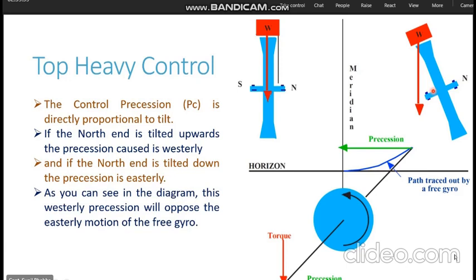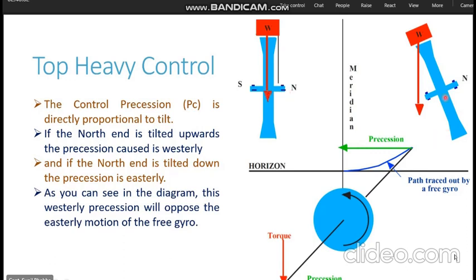This is a very important relationship which we will be using in our further understanding of the gyro compass. If the north end is tilted upwards, the precession caused is westerly. You can easily see from these diagrams, the spin axis was horizontal here. There was no torque being generated because of the top heavy weight.